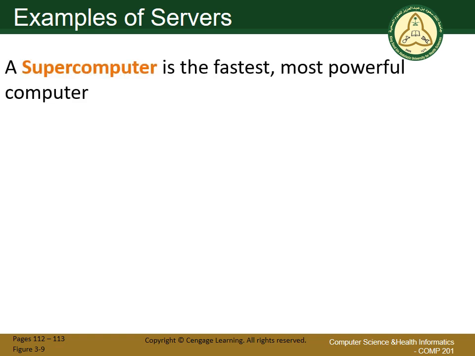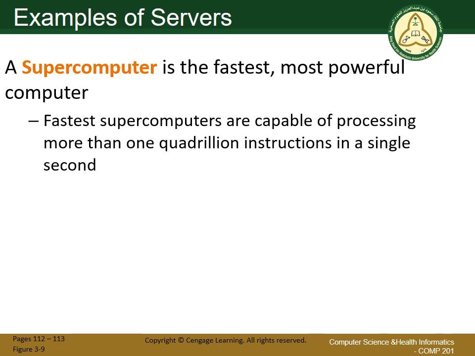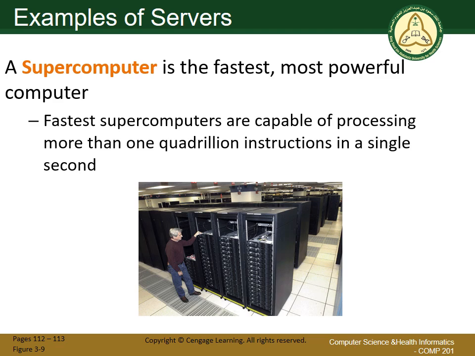Another example of server, a supercomputer. This computer is, from its name, very fast, the most powerful computer. Fastest supercomputers are capable of processing more than 1 quadrillion instructions in a single second. Look how many instructions this computer can handle. It is, from its name, very fast. It can handle a very large number of instructions in a millisecond.